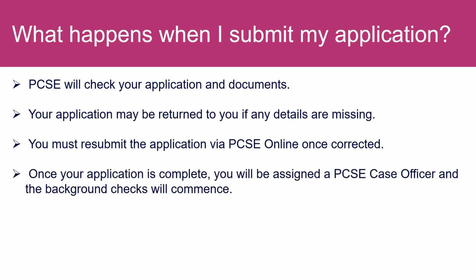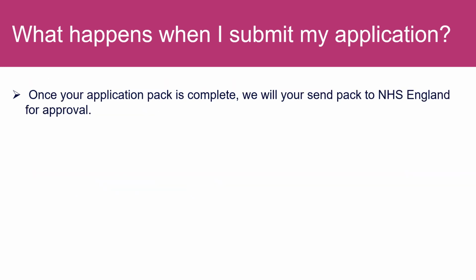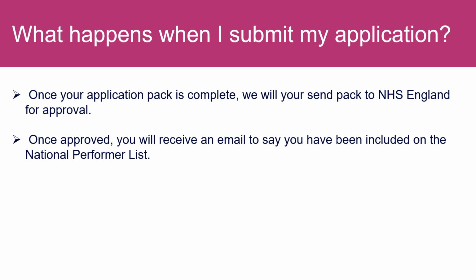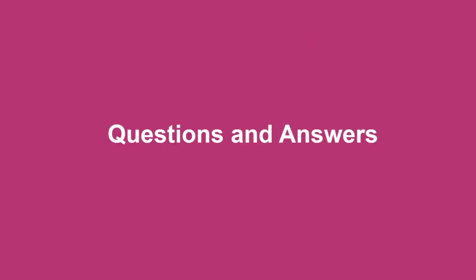Once you have submitted all the required documents and information to PCSE, you will then be assigned a case officer who will then start to complete the third-party background checks. Once your application pack is complete, PCSE will send all these details to NHS England for approval. Once NHS England have approved your application, you will receive an email to say that you have been included on the National Performer list. I'm now going to run through some of our commonly asked questions and answers.